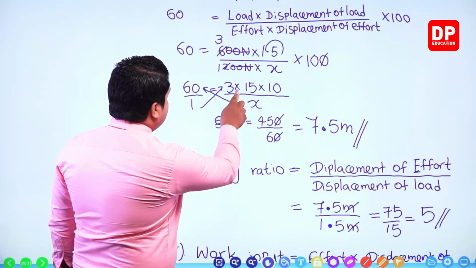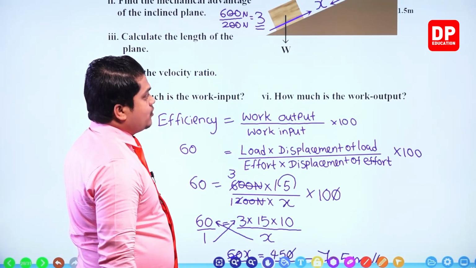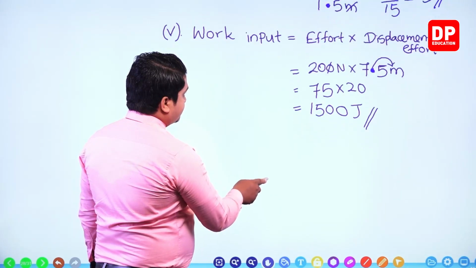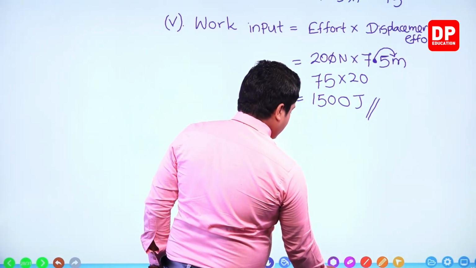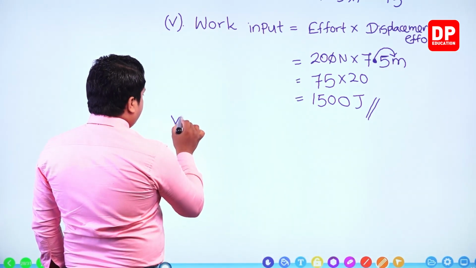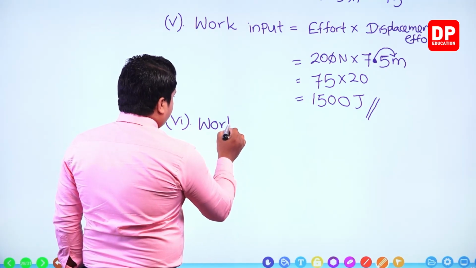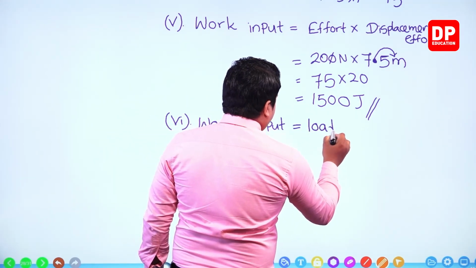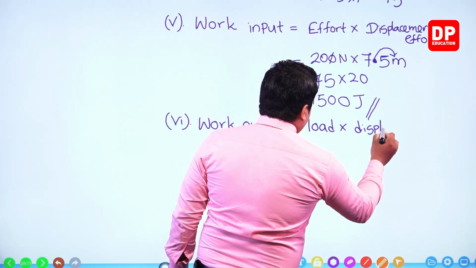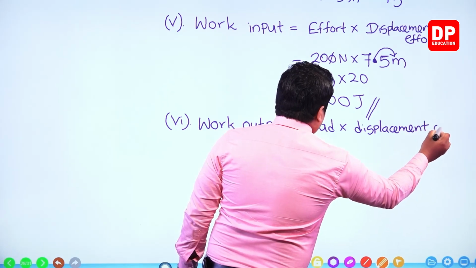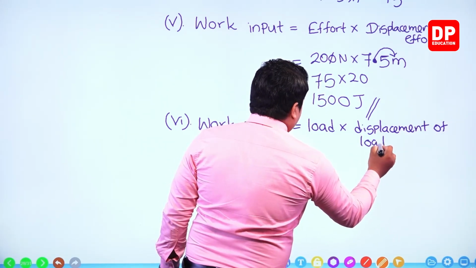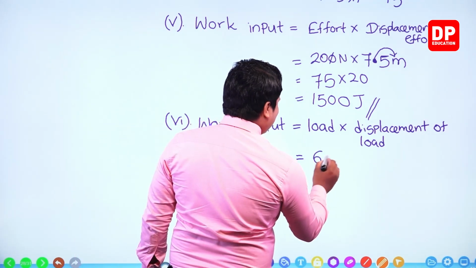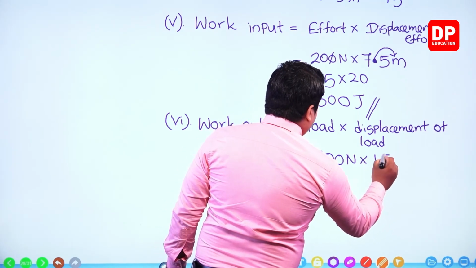Then the 6th one. How much is the work output? So let's calculate the work output then. Question number 6. Work output is load multiplication displacement of the load. So load is equal to 600 Newton.